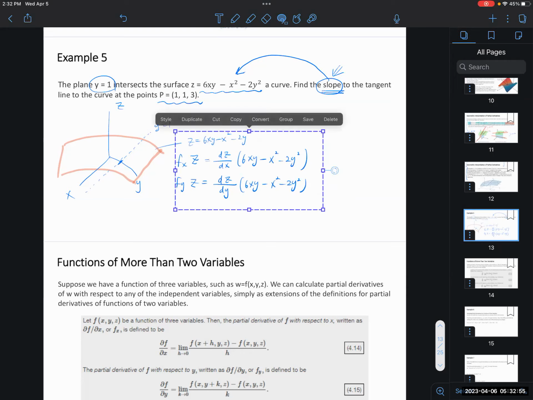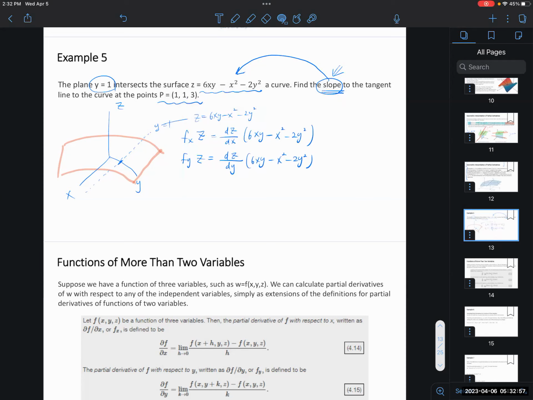I'm going to take the differentiation for each one. The top one, what do you guys think? For x, y is a constant, so it's 6y minus 2x, and the 2y squared term, y is a constant, so that's going to be 0. How about the bottom? Here x is a constant, so 6x.